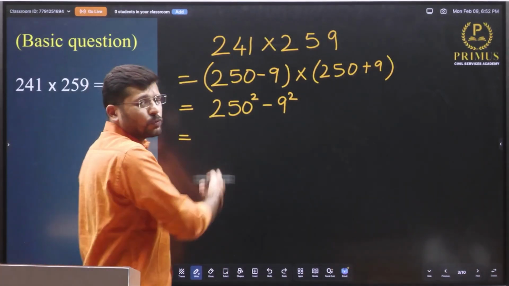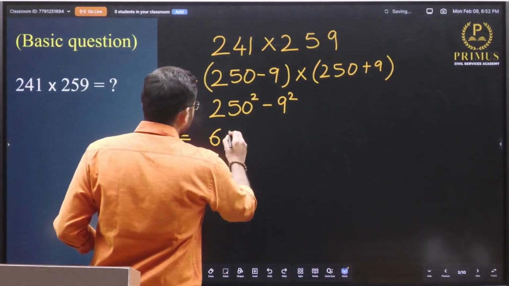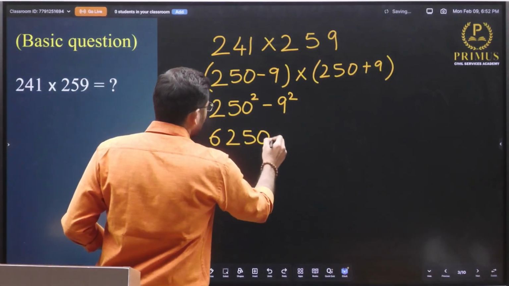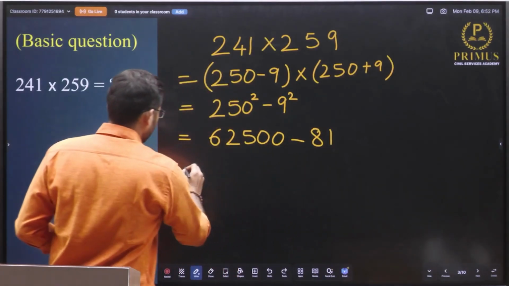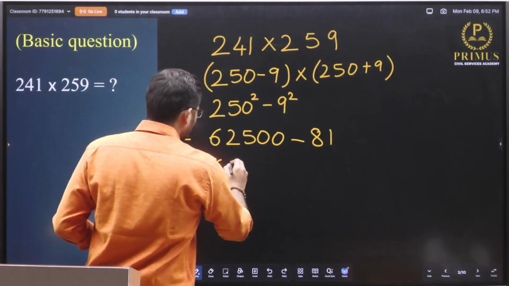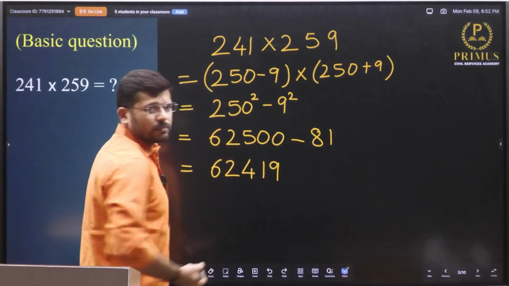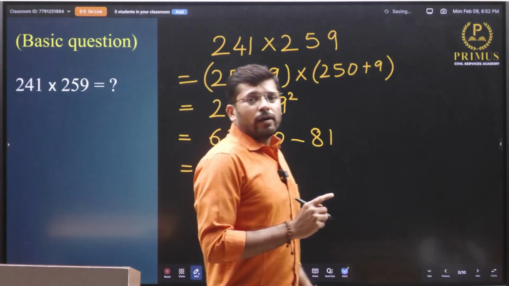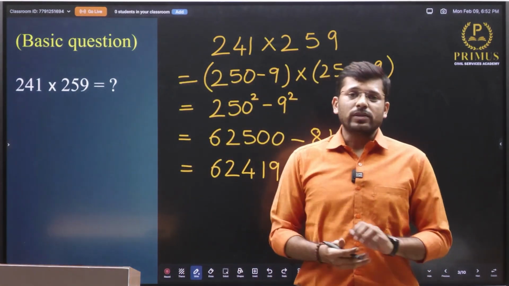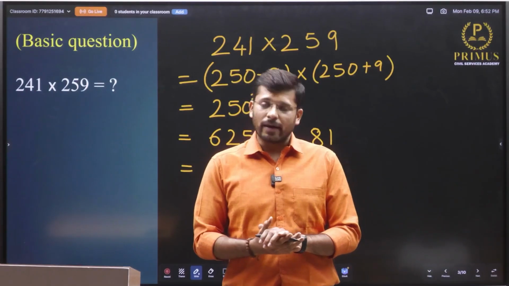Now what is 250 square? 25 square is 625. So this should be 62,500, that is 625 plus two zeros. And 9 square is 81. So the value of this expression will be 62,419. So we need not do 3-digit multiplication if we know the identity a square minus b square equals (a plus b) into (a minus b). Let us go to the next question where we will learn another basic concept.